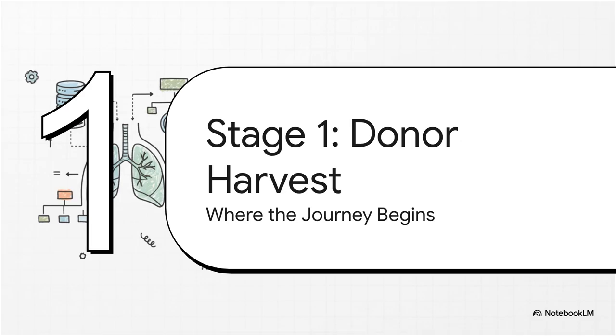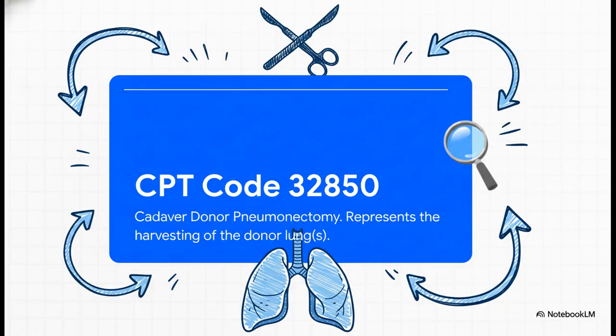So let's start right at the beginning with stage one, the donor harvest. This is all about that incredibly crucial, delicate work of actually procuring the organ from the cadaver donor. And the code for this stage is CPT 32850. The fancy term is cadaver donor pneumonectomy. It sounds complicated, but just think pneumo for lung and ectomy for removal. It's just the technical way of saying the harvesting of the lung or lungs from the donor.